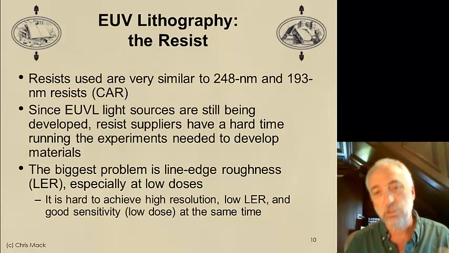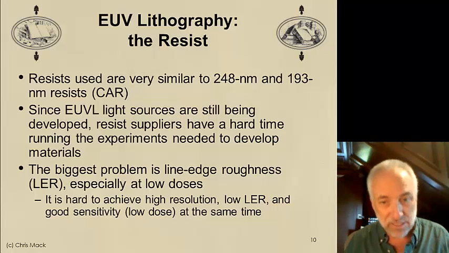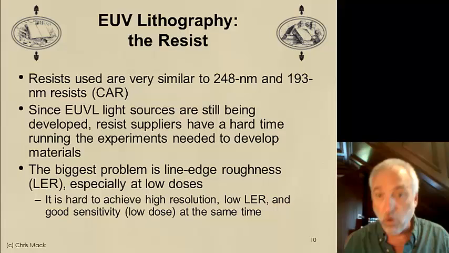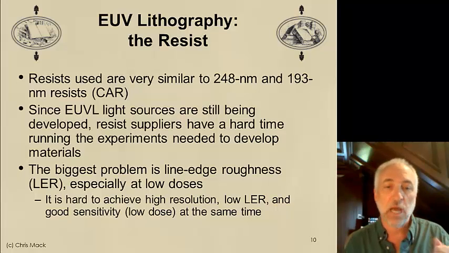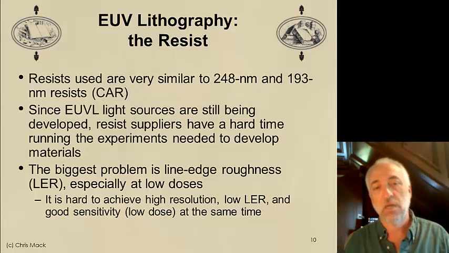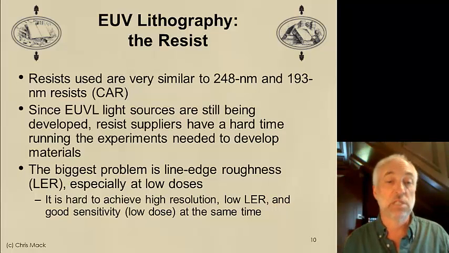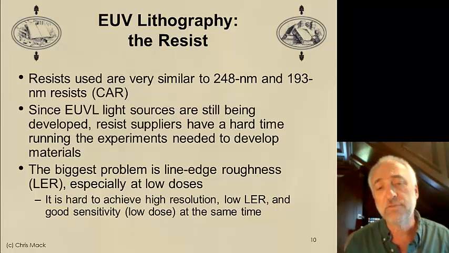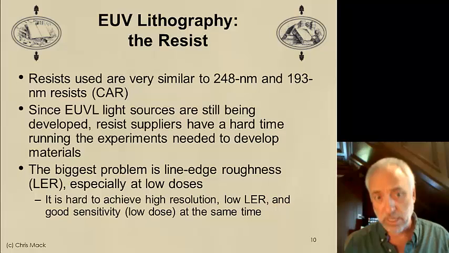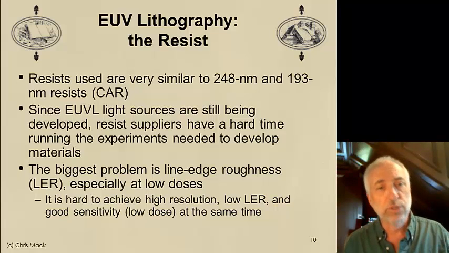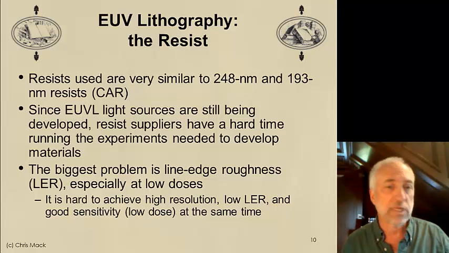R is resolution, L is line edge roughness, or LER, and S is sensitivity. And we find that it's very, very difficult to achieve all the things we want at the same time. I want good resolution, I want low edge roughness when we print, and I want good sensitivity. That is, I want to be able to run at a low dose. This is very hard to do. We're going to have a lecture later about line edge roughness because it's a fundamental limiter when we try to push feature sizes below 20 nanometers.